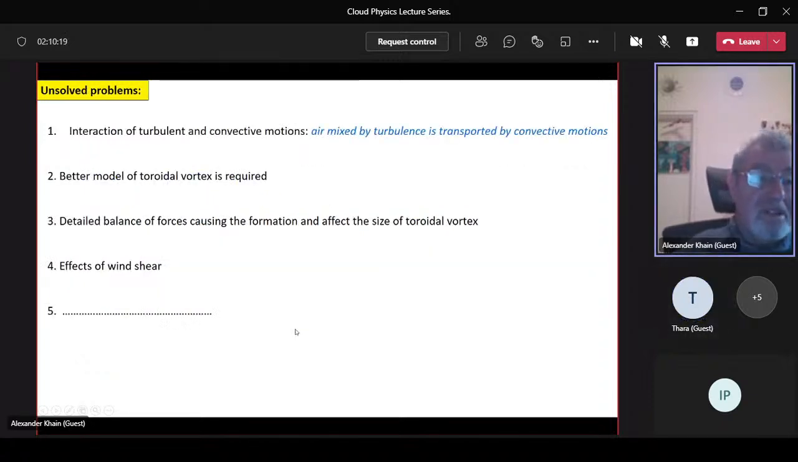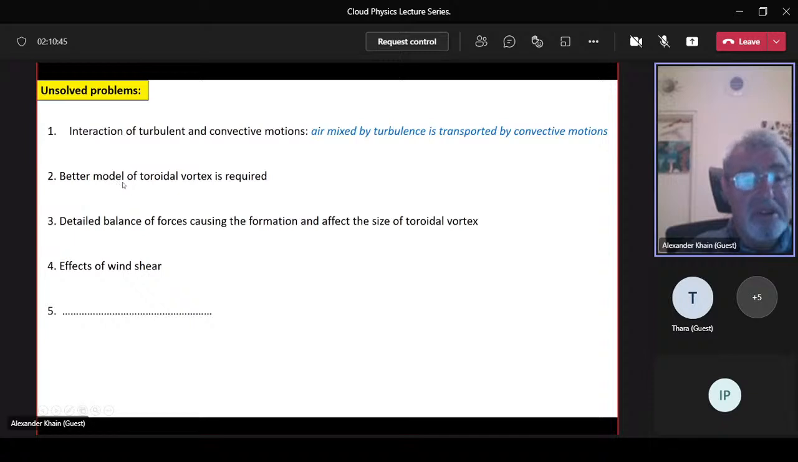Of course, there are unsolved problems: the interaction of turbulent and convective motions, because air mixed by turbulence is then transported by convective motions. So it's a very interesting process, the interaction of turbulence and convection.